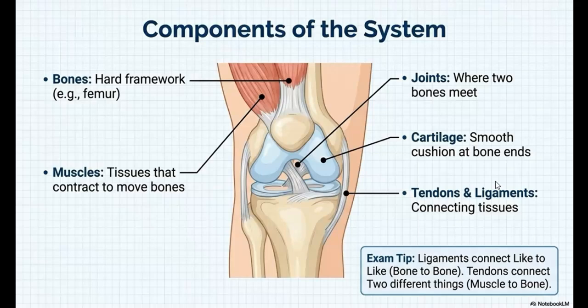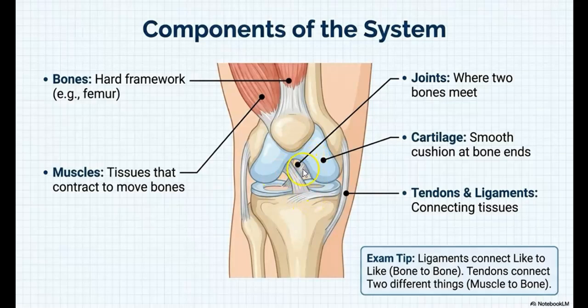Now let's learn about the different parts of this system. What are the components? The first component is bones. Bones form the hard framework of our body. Okay, they give our body shape and support. Next are muscles. Muscles contract and relax to produce movement. Okay, now let's look at the picture.